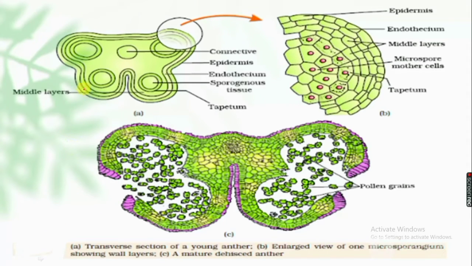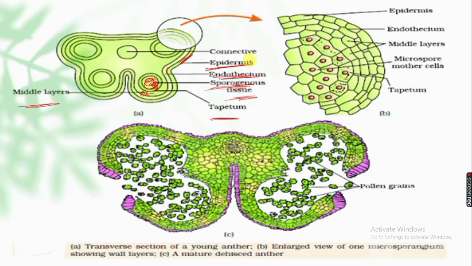This layer is known as the middle layer. Here the innermost layer is known as the tapetum. Inside the tapetum, this tissue, white-colored fluid, is known as sporogenous tissue. This layer is known as the endothecium. This outermost layer is known as the epidermis.